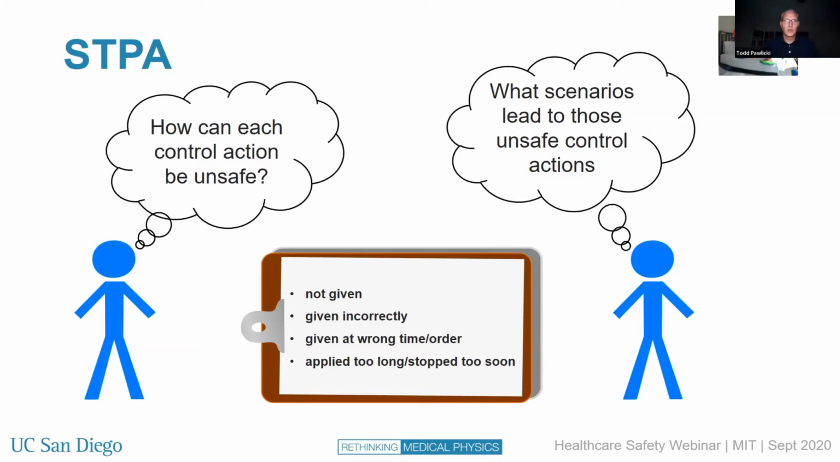steps to do that. So first we ask, how can each control action be unsafe? And we ask ourselves these 4 questions. What if the control action is not given, given incorrectly, given at the wrong time or order, applied too long, or stopped too soon? After we have a list of unsafe control actions, then we ask ourselves, what are the scenarios that lead to those unsafe control actions. And that's what we're going to describe in the next 2 slides.